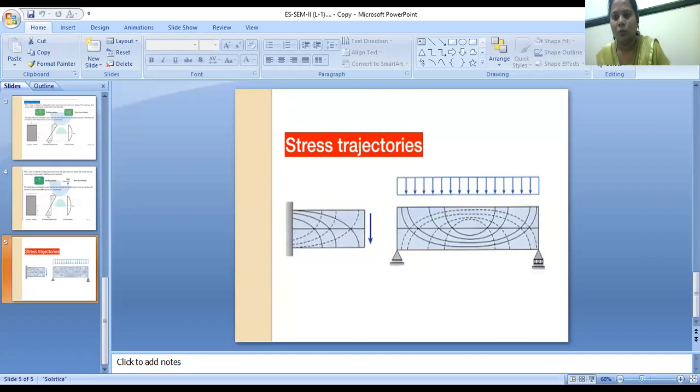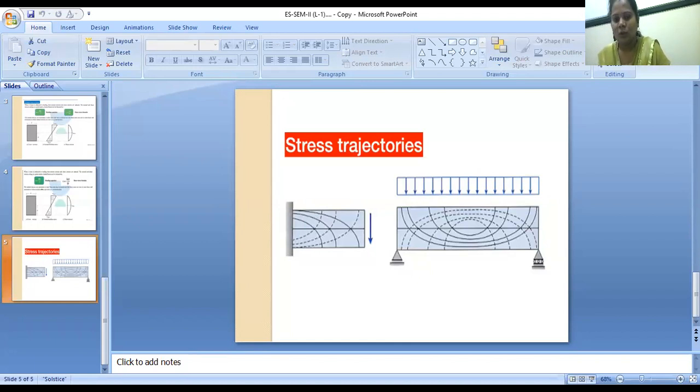Okay. So good morning, all of you. In the last lecture, we discussed how to convert normal and shear stresses into principal stresses. So today we will see the last point in this unit number 2, and this last point is stress trajectories.